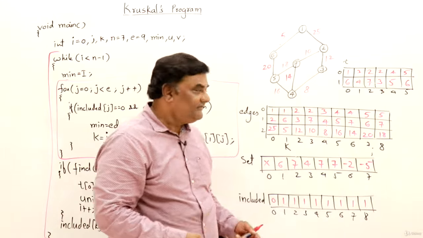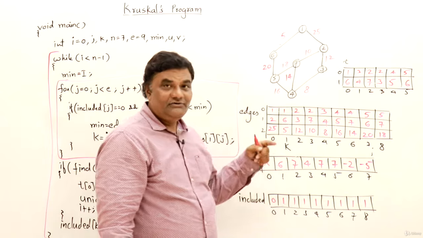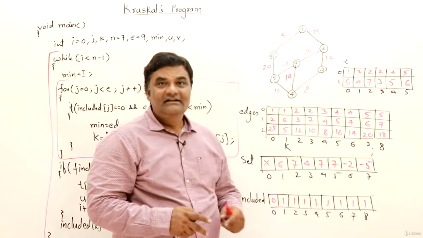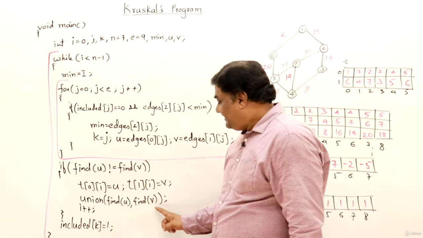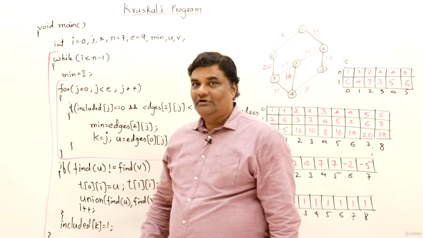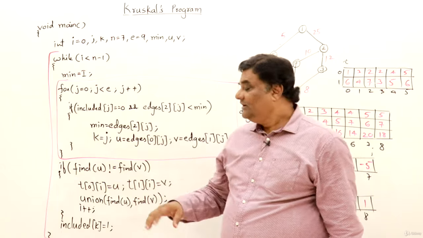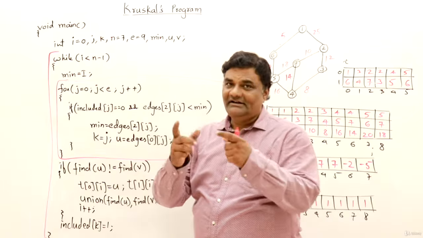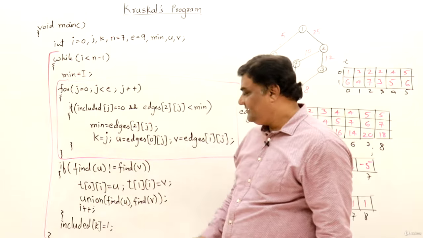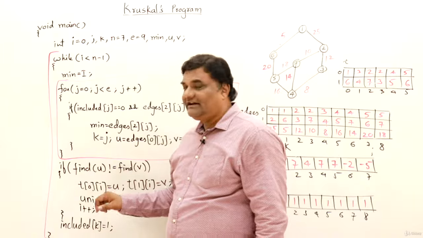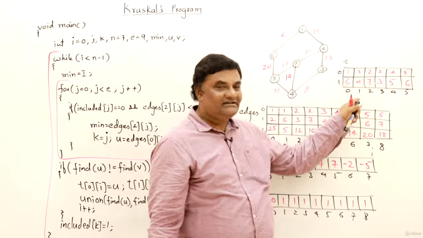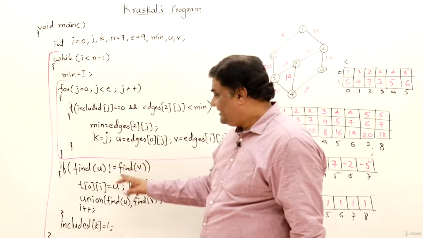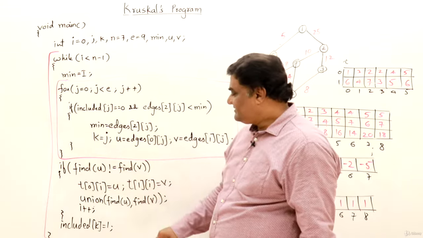Who are u and v here? This 1 and 6 are u and v. Perform union on this 1 and 6. So whatever the find has given as the result, upon them we have to perform union. Not directly union of u, v. Whoever is the parent, join their parents. So union of find of u and find of v. Then as we got an edge, increment i. Move to the next free space in this t. That's all. And also make include of k, whichever edge we got, make that as 1.